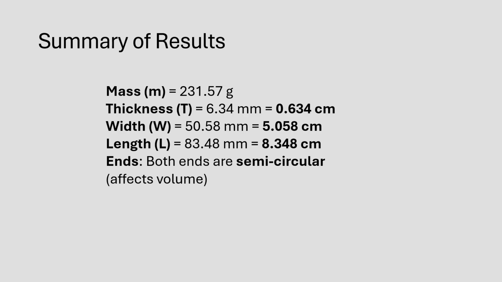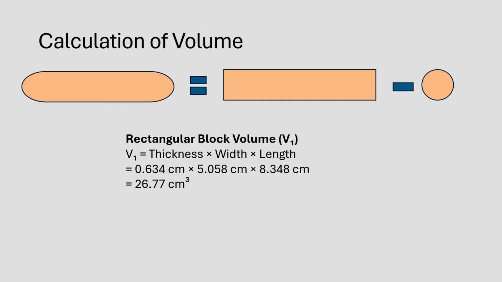Here's a summary of the results of the measurements. The mass is 231.57 grams. Converting to centimeters, thickness is 0.634 centimeters, width 5.058 centimeters, and the length is 8.348 centimeters. Now there's one little wrinkle in this. If you notice, the edges are semicircular. That's going to affect the volume, so I need to figure out how to correct that calculation.